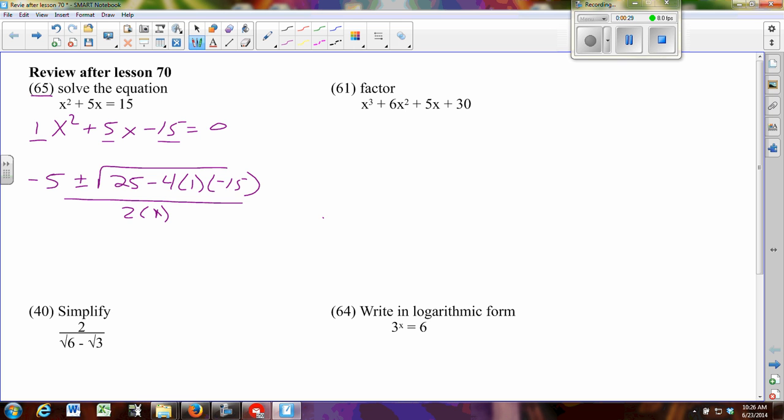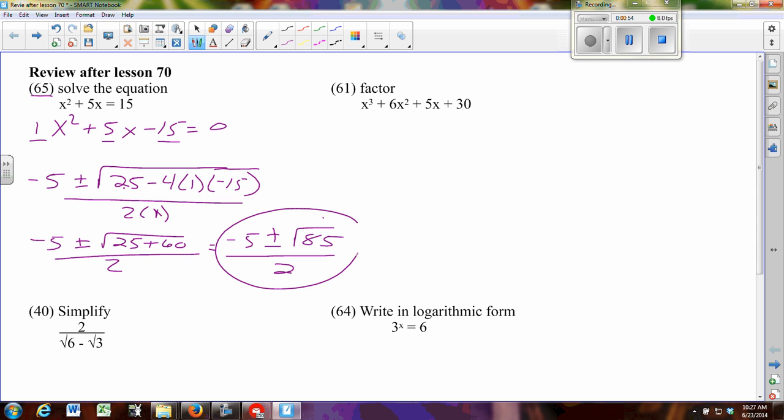Here I can simplify underneath the radical. This would be negative 5 plus or minus the square root of 25 minus 4 times negative 15. It would be 25 plus 60, over 2. So I would have negative 5 plus the square root of 85 and negative 5 minus the square root of 85, all divided by 2. You can punch this into a calculator or you can leave it as is.